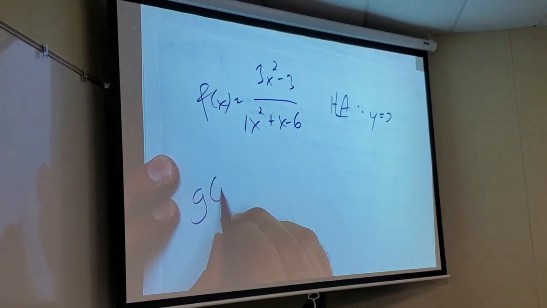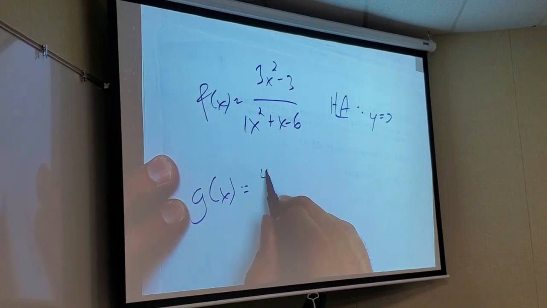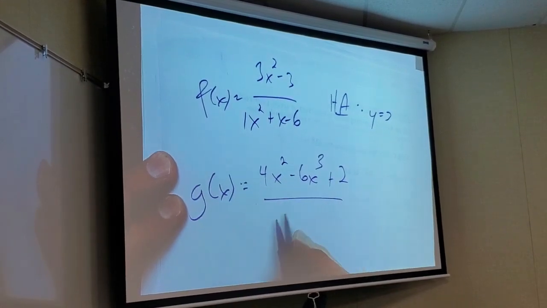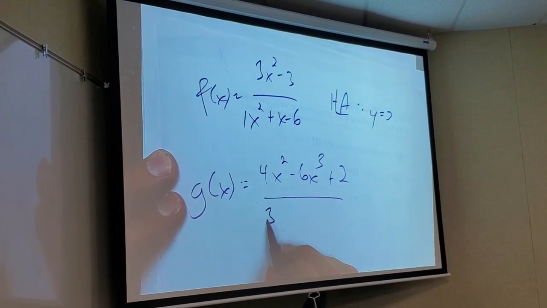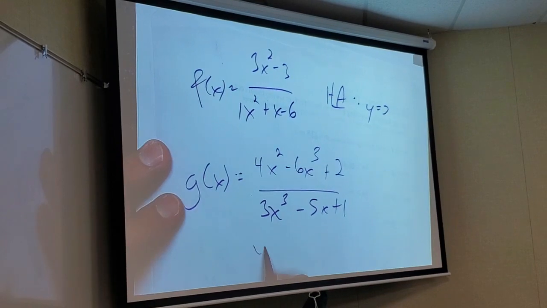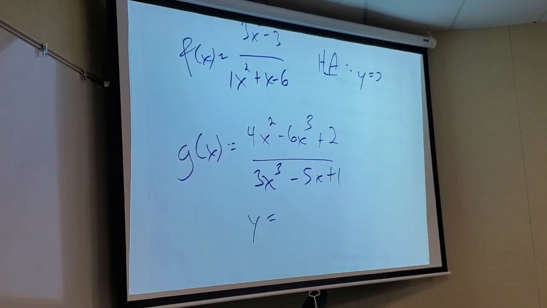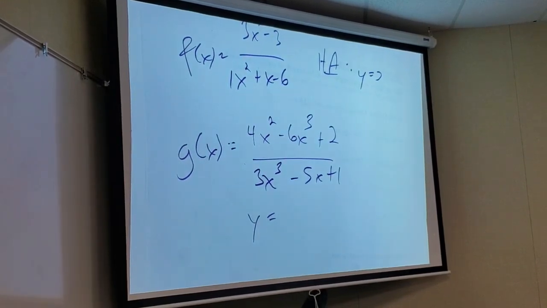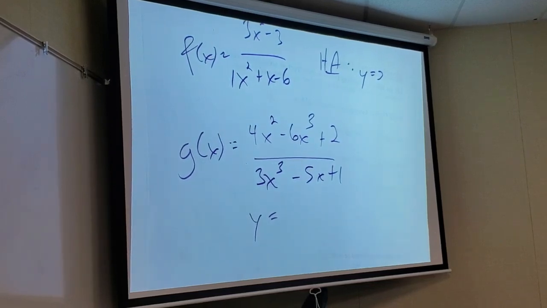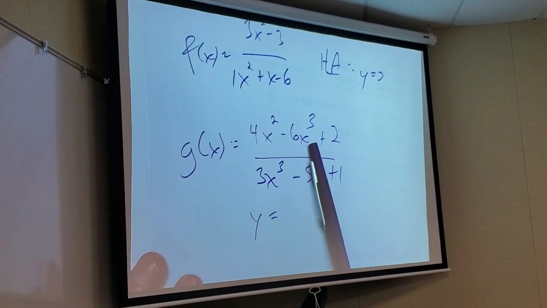So what would it be if I had this? What do you got, Jeff? 4x squared minus 6x cubed. I'm going to try to trick you. I'm trying to trick you right now, everybody. Pay attention. I'm trying to trick you because I'm evil. Do the top and bottom have the same degree? Try again. Do the top and bottom have the same degree? Yes. So everybody said yes, you're fine.